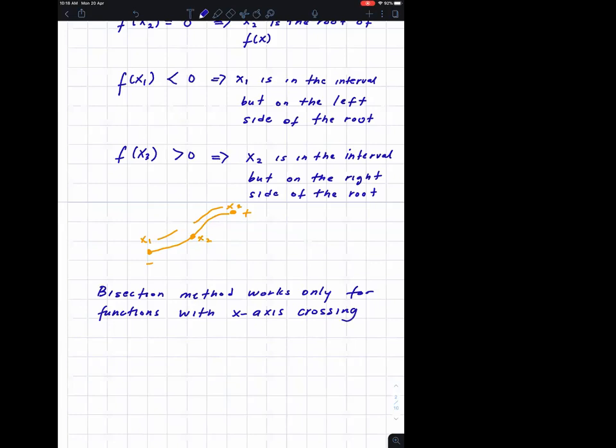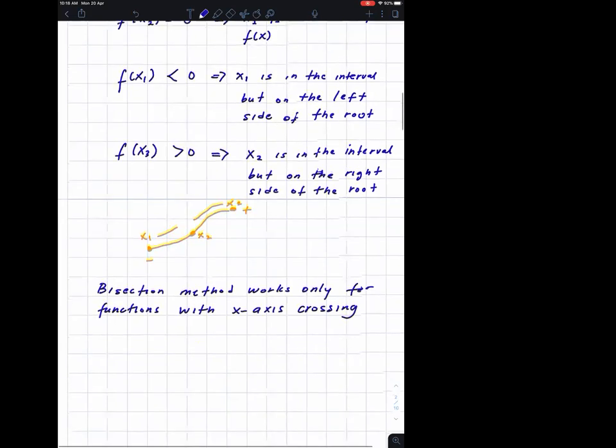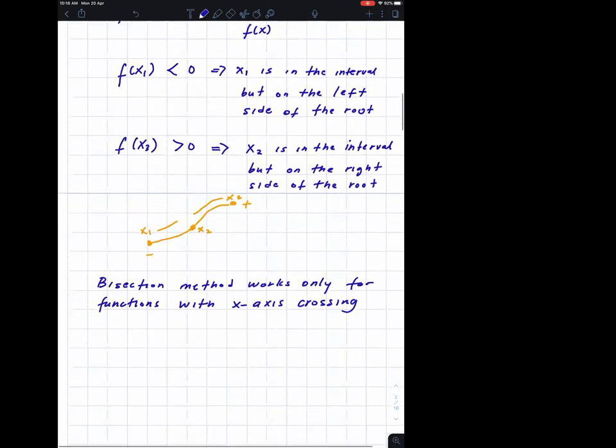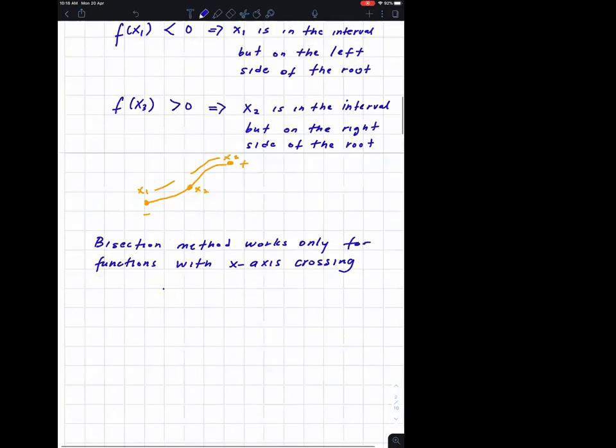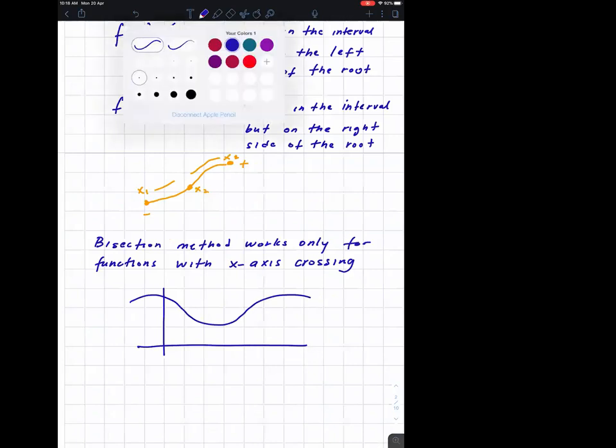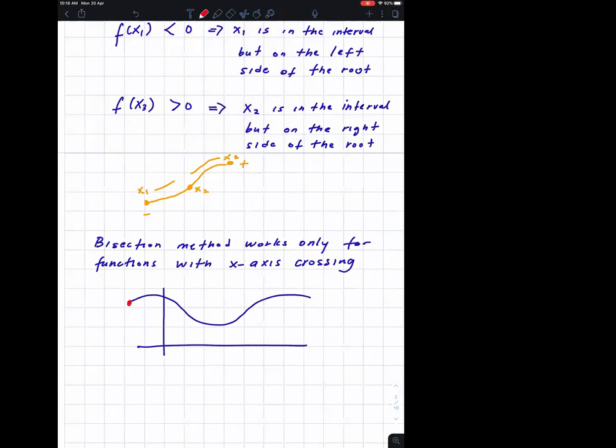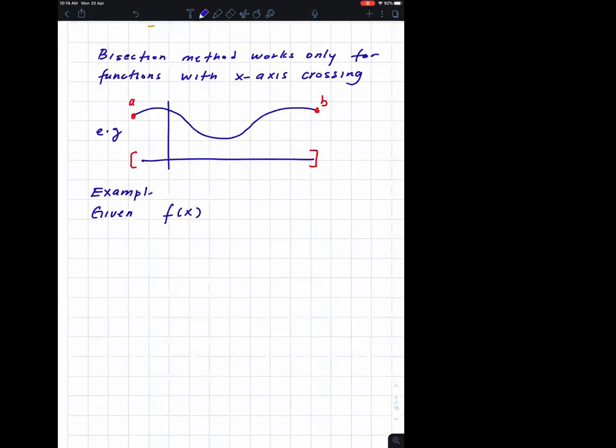Bisection method works only for functions with x-axis crossing. So if you have a function that's going like this, it's not crossing the x-axis in this interval. Let's say an interval a, b. In this interval it is not crossing the x-axis. It's not in this class, right?